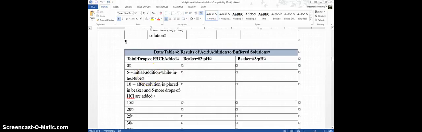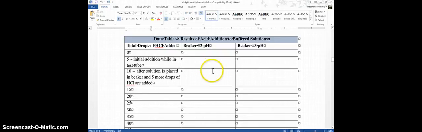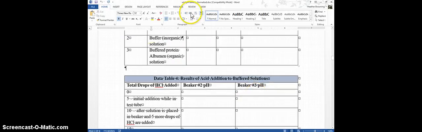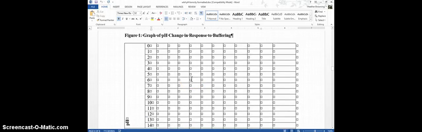Then table 4. Now we're just looking at the ones with the buffers. So first nothing really changes, and then one should change a lot before the other one. Notice that one's inorganic and one's organic. That'll be important.